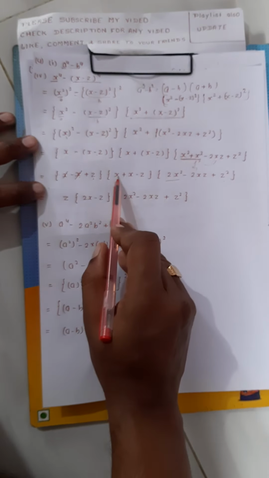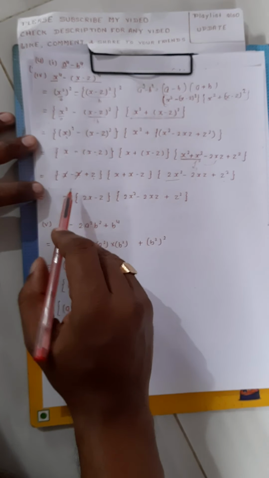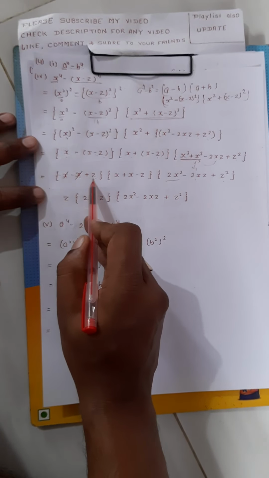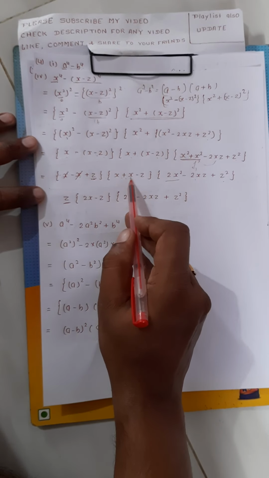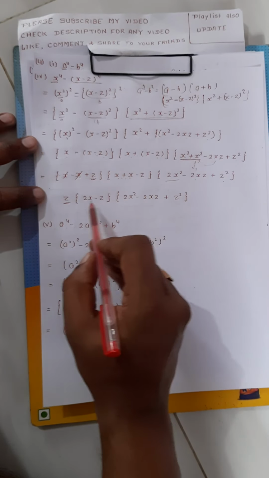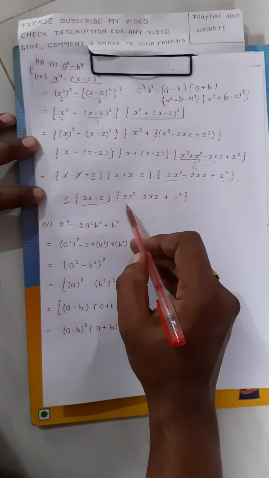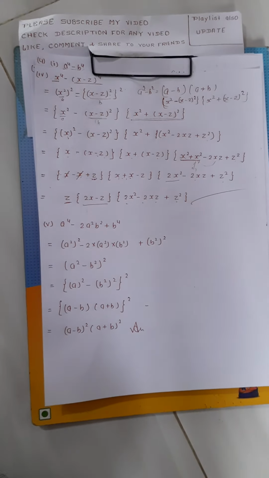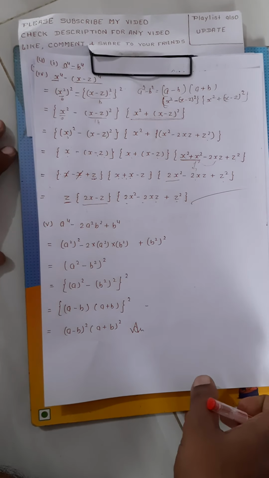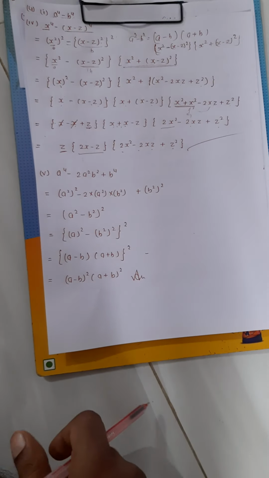Now x plus x means 2x, and here only z is left, so I have written 2x, x plus x means 2x, 2x minus z. And here 2x square minus 2xz plus z square. Now it is our answer. Okay, completed. Now we have come to question number 5.